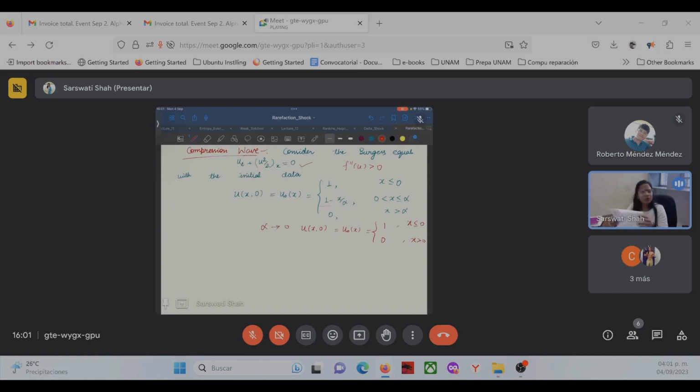Can anyone solve this problem for me and tell me the solution? You only need to find the solution in this region. Can you guys solve it? Just do it. You have 8 minutes, because it is your practice. Always use u naught of xi equals 1 minus xi over alpha.